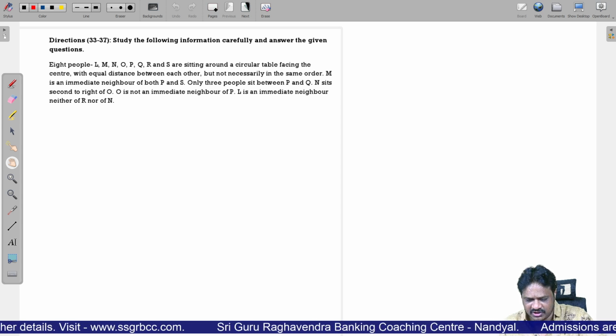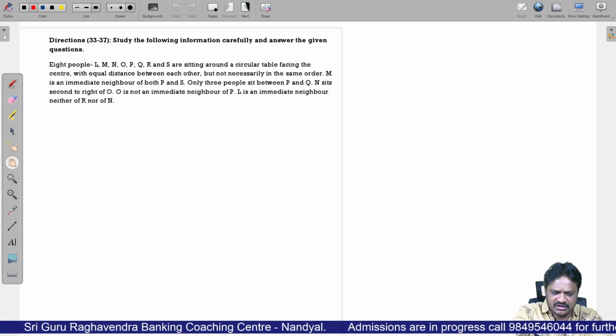Only 3 people are there between P and Q. N is second to the right of O. O is not the neighbor of P. L is an immediate neighbor of neither R nor N.